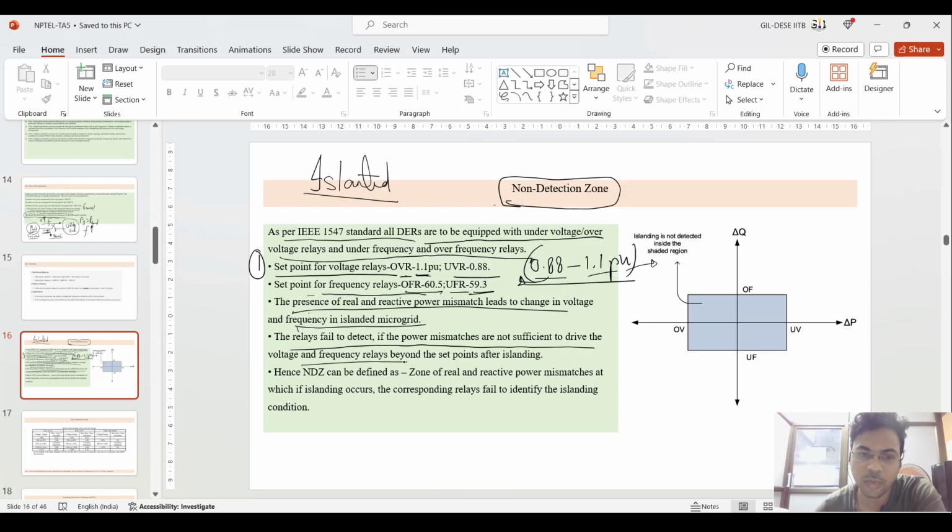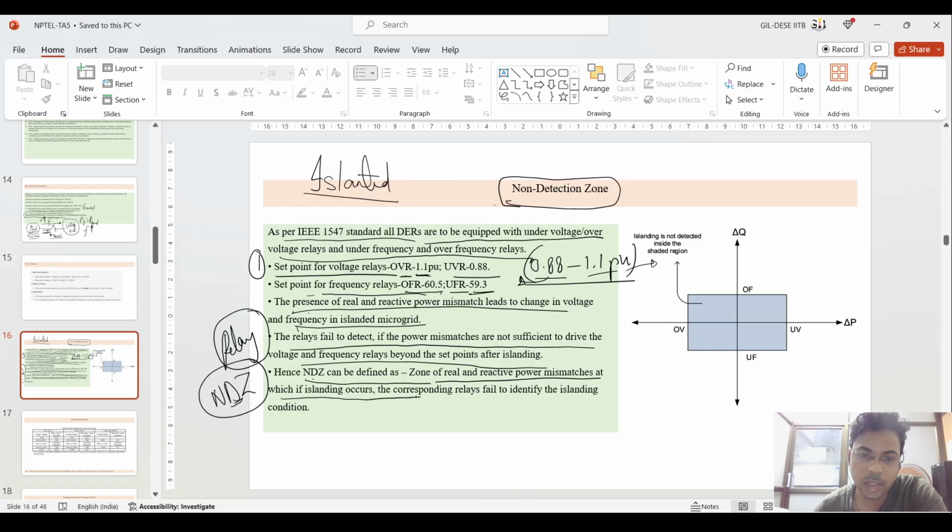The presence of real and reactive power mismatch leads to a change in voltage and frequency in the islanded microgrid, and the relay fails to detect if the power mismatches are not sufficient to drive the voltage and frequency beyond the set point. This is the problem of the relay itself. Suppose an over frequency condition came, but the frequency did not move beyond 60.5 Hz, then the relay will not operate. So it will come into the non-detection zone, where it should operate, but it does not.